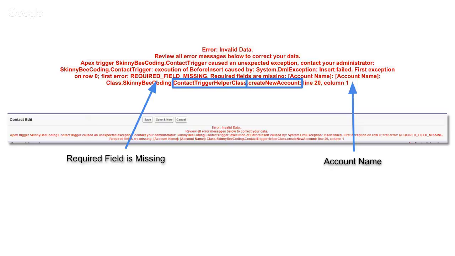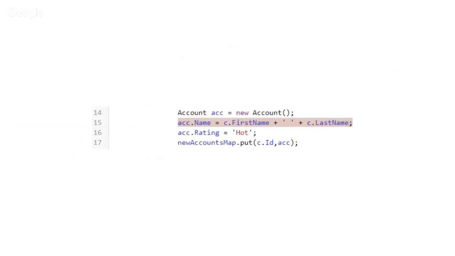I think we should make the name a little more dynamic than the rating. So let's make it a new contact's first and last name separated by a space. All right, let's save our code again and see if we get any more new errors.